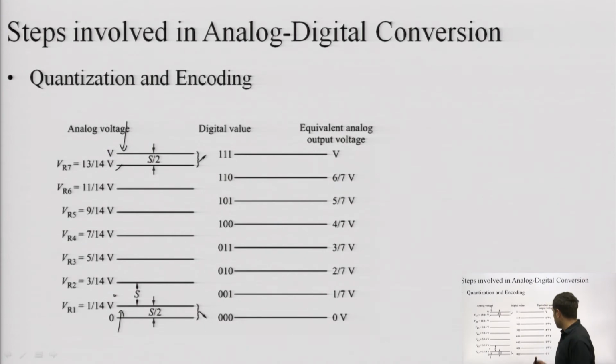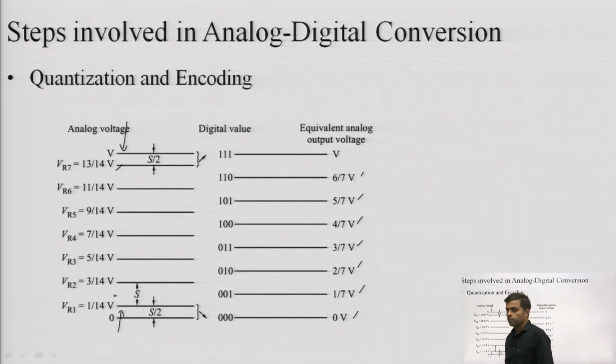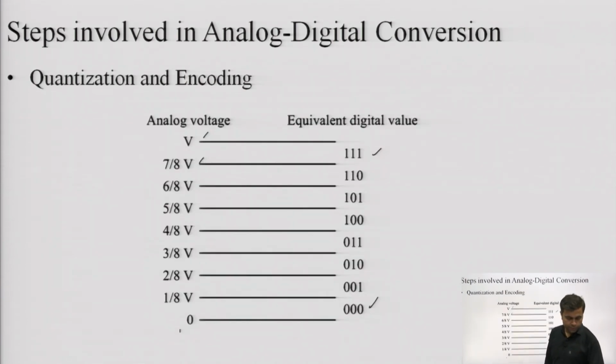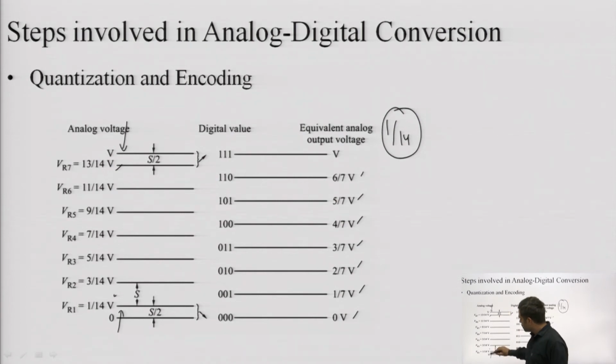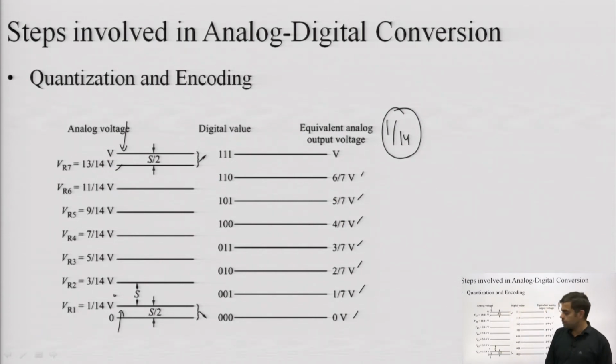So in that case, my output voltages will be 0 volt, 1 by 7, 2 by 7, 3 by 7, 4 by 7, 5 by 7, 6 by 7. So in this way, we can quantize my output. So we can see that between this arrangement, in which the maximum error can be 1 by 8, and this one, the maximum error can be 1 by 14. So we have substantially reduced the quantization error if we are able to offset the first and the last level. So by doing this, we are able to reduce the quantization error.